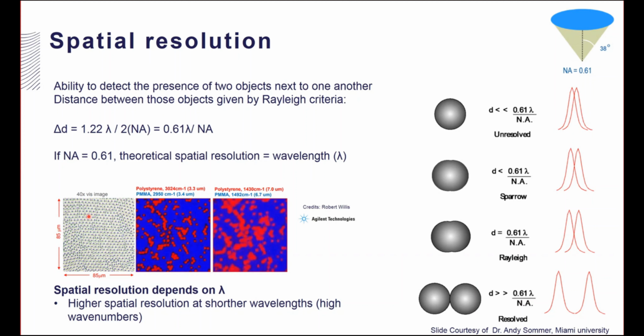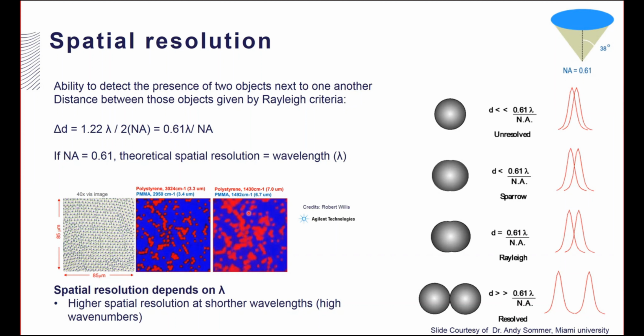An example of the spatial resolution is in these two chemical maps I'm showing. As you can see, they are the same chemical map, but in the first one we are visualizing polystyrene beads, the red part, by isolating the signal at 3000 centimeters -1. In this case, we have a resolution of 3.3 micron.